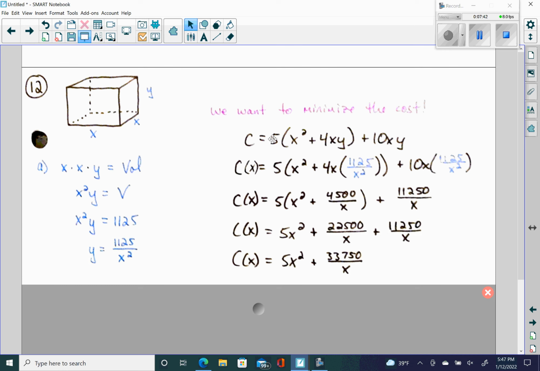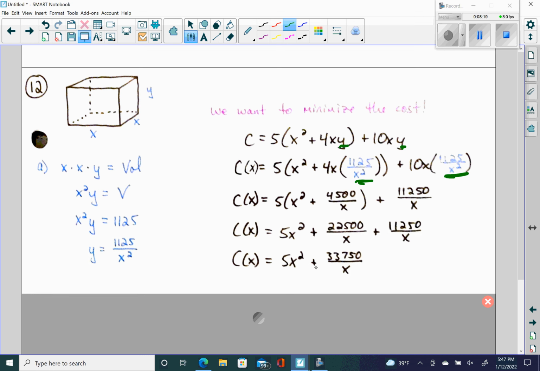So I'm going back, if we're trying to minimize cost, but we're also dealing with volume, it's kind of like our helping function. So volume would be calculated by x squared times y, and we know the volume of this tank is 1,125 cubic feet. So I solve for y in terms of x. So y is going to equal 1125 over x squared. And that's what I'm going to do right back up here. I'm just going to substitute it in for y. And then we could just simplify this. So this gives us 4,500 over x, and then plus 11,250 over x. We could distribute the 5, and then all finally simplifies into 5x squared plus 33,750 over x.